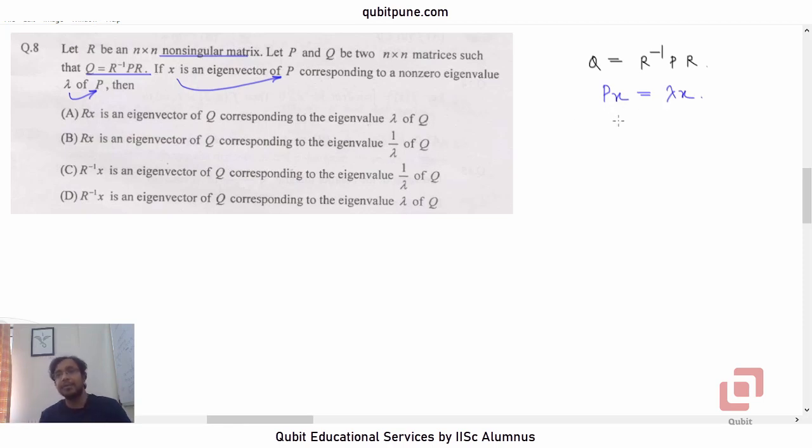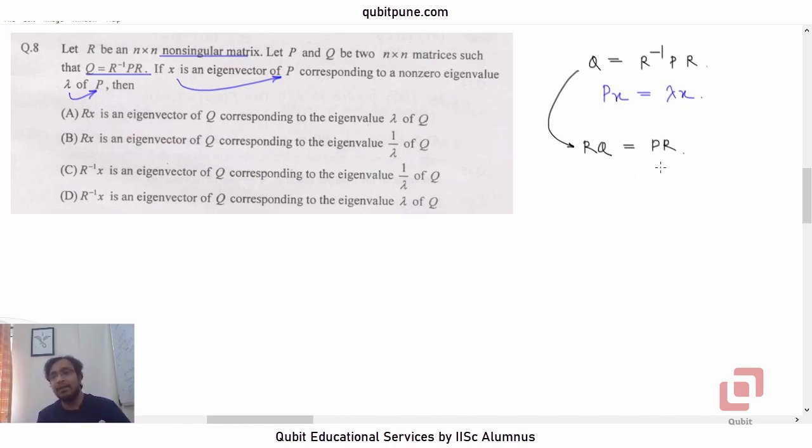That's the main equation. We will continue simplifying the first equation until we get Px on one side, so we can replace Px by lambda x. Then we can think about the eigenvector and eigenvalue of Q. So I'm going to simplify this. The first step is I'm going to pre-multiply both the sides by R. If I pre-multiply both the sides by R, I will get RQ here. RQ equal to R into R inverse, the identity matrix, I will not write it, is equal to PR.